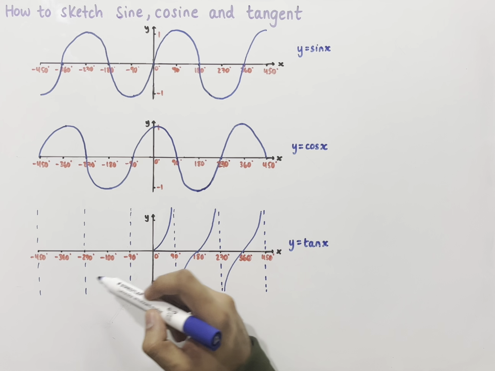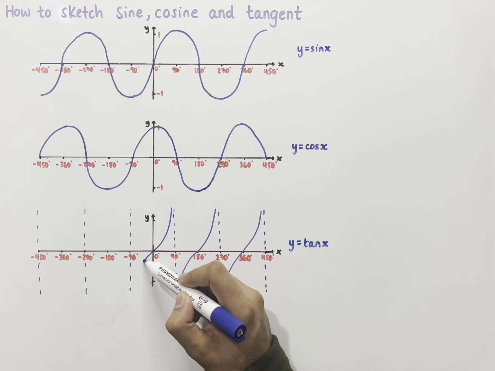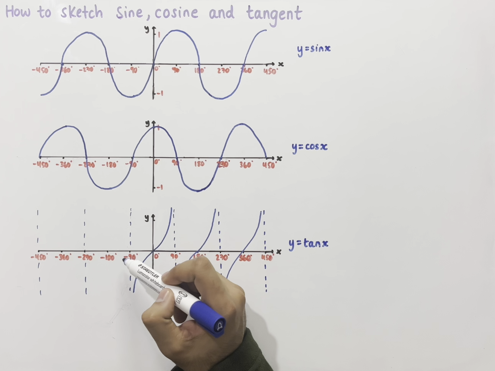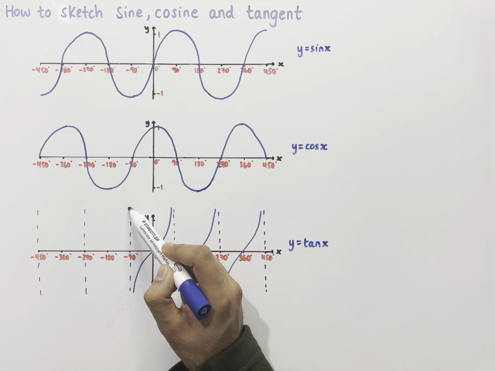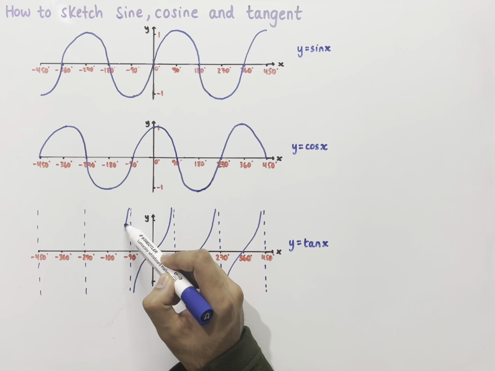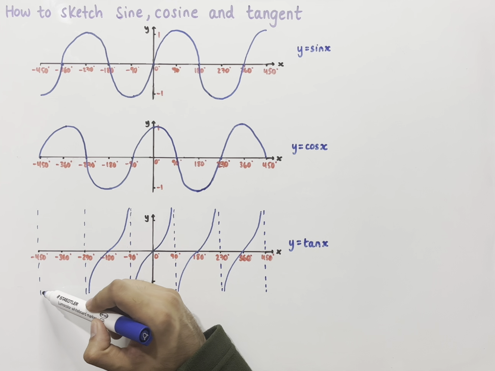Likewise then, on the negative x-axis, from the origin to minus 90 degrees, the curve goes down towards the asymptote. And then from minus 90 degrees to minus 270 degrees, the curve starts up from the top, goes down, and then goes down towards this asymptote. And this pattern repeats again and again.